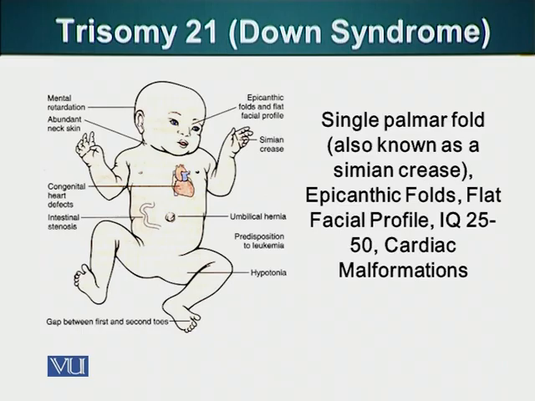These people have epicanthal folds, or eyes like oriental people, or people of Chinese origin. These people also have a flat facial profile. The IQ of these patients is between 25 and 20. Also, the majority of these patients have cardiac malformations.